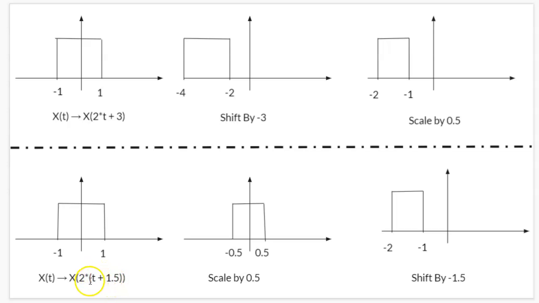And then what we will do is first you have to scale by 0.5, because when it is in this form, when you rearrange the terms to the other side, you will only take 2 to the other side first, only then you will take 1.5. So you have to scale it by 0.5, so it will become squished. Then you have to shift it by minus 1.5, so this will become shifted like this.